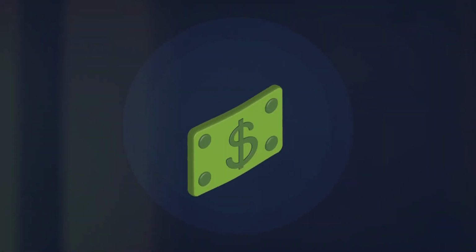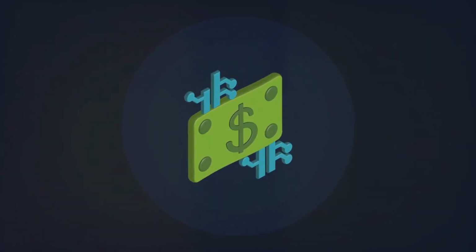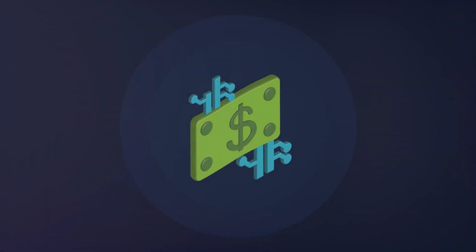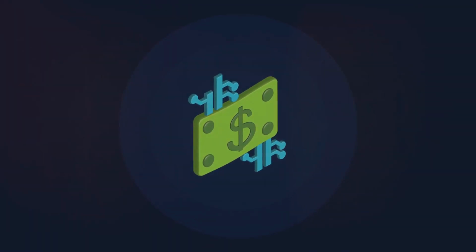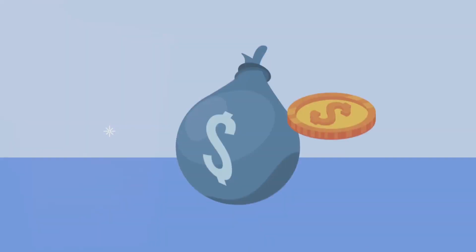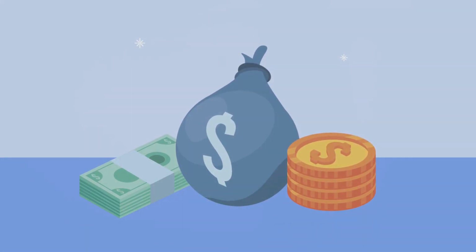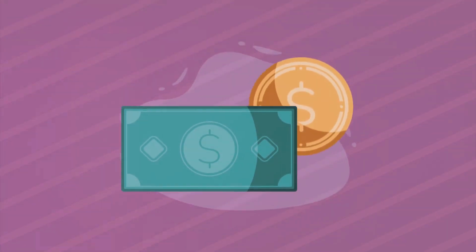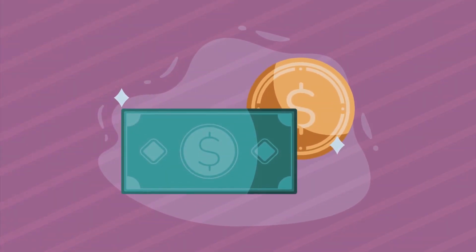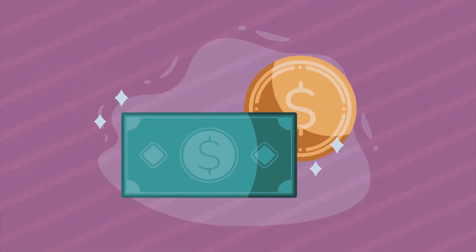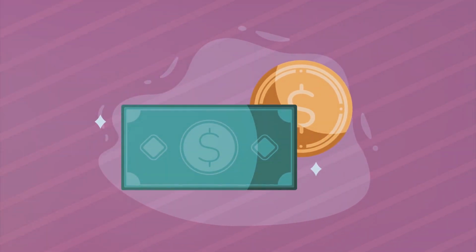Understanding M1, M2, and M3 isn't just about knowing economic jargon. It's about understanding the lifeblood of our economy, money. So, next time you reach for your wallet, remember the journey of M1, M2, and M3. It's not just about cash, checks, or savings accounts. It's about the flow of money, the pulse of the economy, and the intricate dance of liquidity and stability.